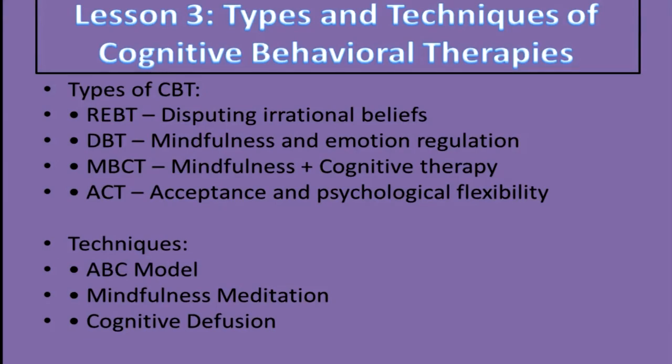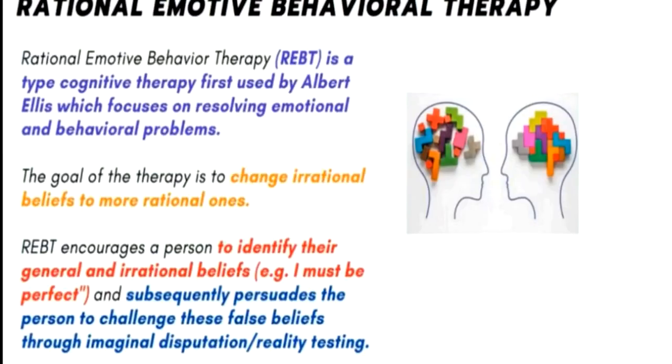As you can see in the slide, there are many types of CBT, but today we are discussing only 4 types: REBT, DBT, MBCT and ACT, and the techniques we use in each particular kind of CBT. Rational emotive behavior therapy is a type of cognitive therapy first used by Albert Ellis. The goal of this therapy is to challenge your irrational beliefs and replace them with more rational ones.